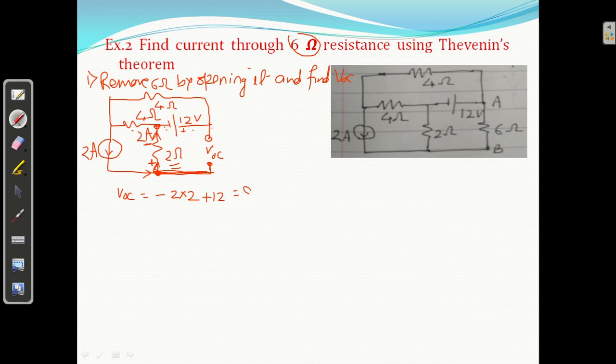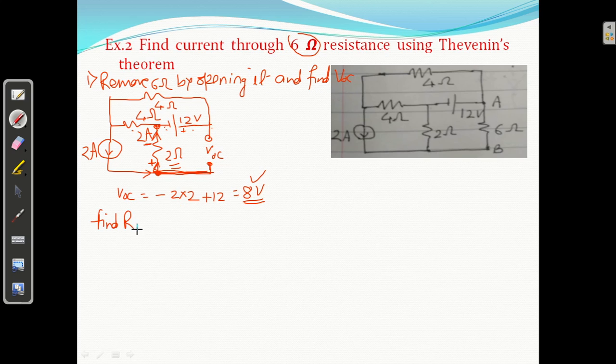So you will get 8 volt directly without doing anything. You got 8 volt. Is it clear? This is plus, this is minus, so always plus से minus drop. ये minus से plus 12, 8 volt you will get. Now find RI.